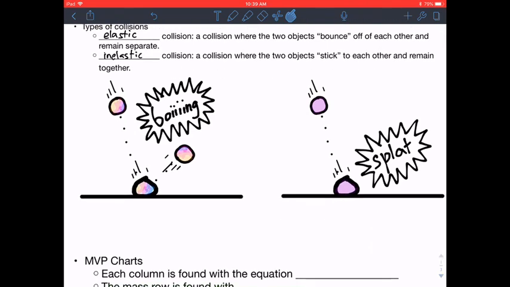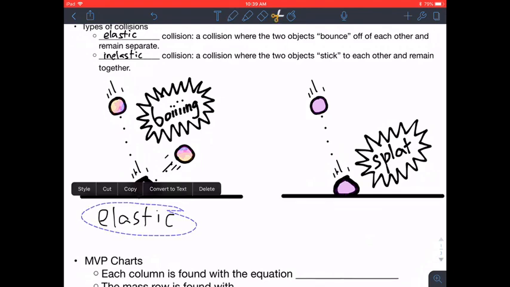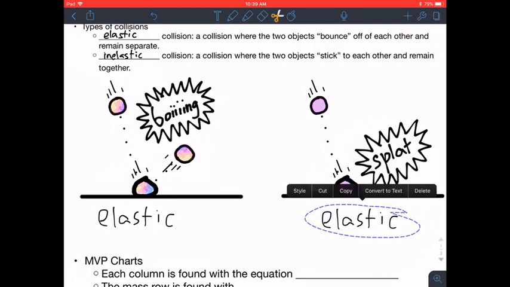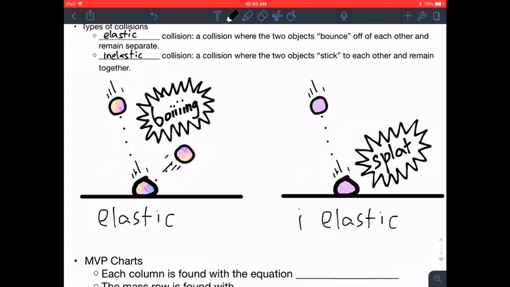All right, people, let's use this example right here. We've got a bouncy ball here on the left, and it hits the ground, and it bounces back up. They do not stay together. That is an elastic collision. On the other hand, to the right, we have a piece of clay. And when clay hits the ground, it doesn't bounce. It goes splat, and it just sticks to the ground. That is an inelastic collision.